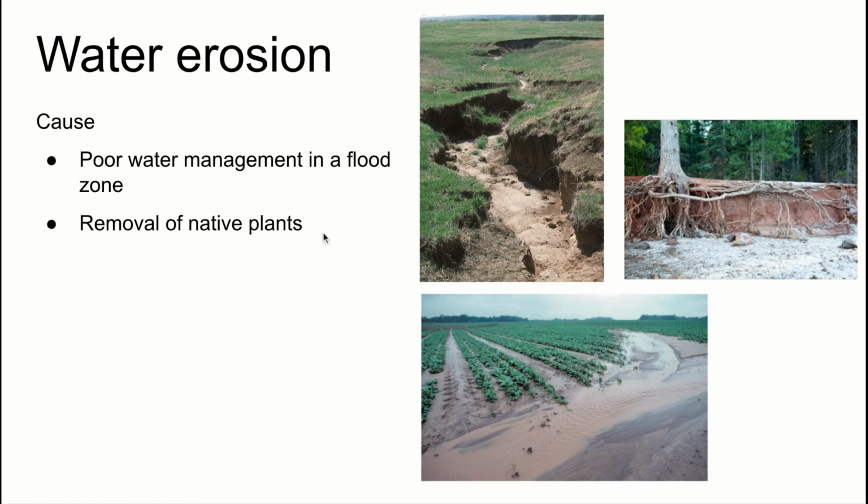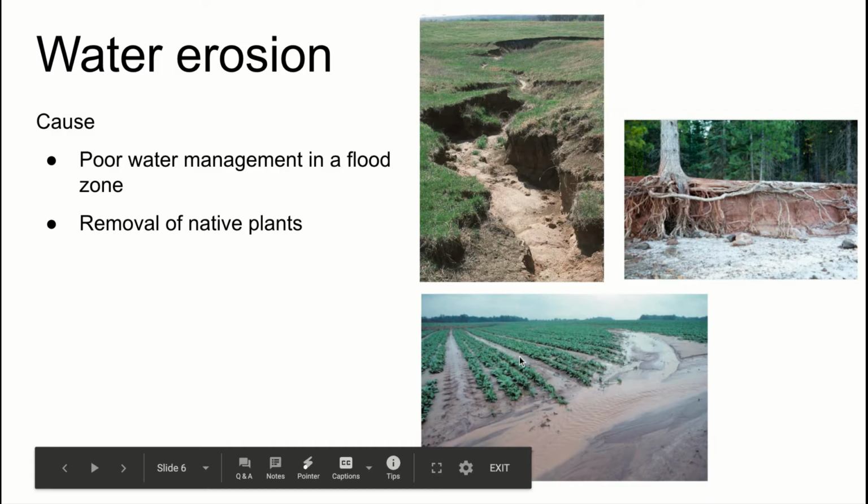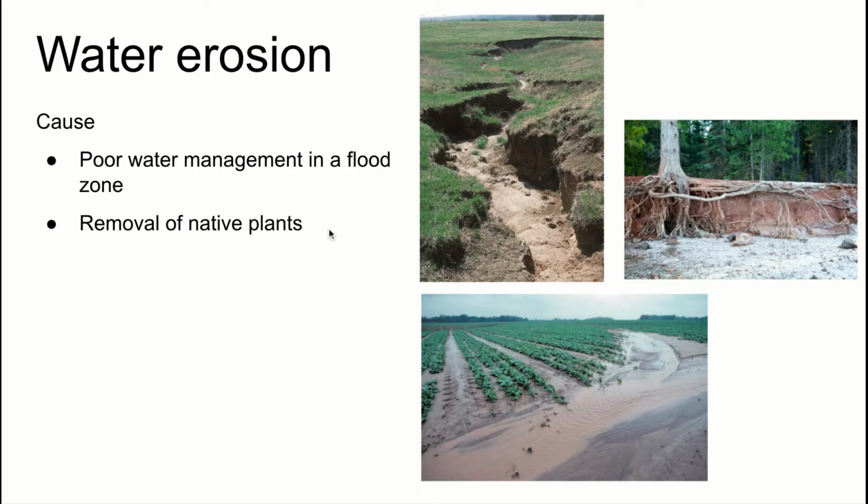Removal of native plants can also lead to water erosion because, just like in wind erosion, anytime we've got uncovered soil, we're at risk of erosion. All of the soil that's exposed between these rows of crops, that can be eroded. All of the soil that's exposed here along our stream bank, that can be eroded. Native plants hold that soil in place and protect it from water and wind erosion.